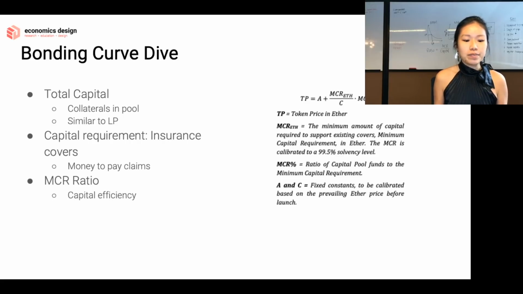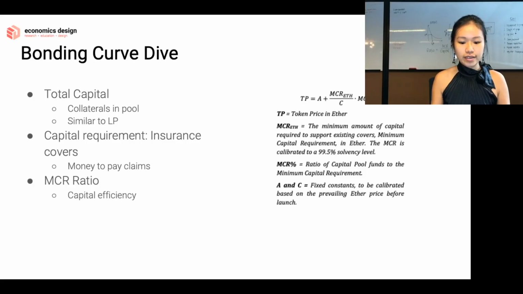Let's look a little bit deeper at the bonding curve. As I mentioned, this is the formula. Everything is priced in Ether. So the price of the NXM token is determined by A and C, which are two fixed amounts, and then the MCR, also priced in ETH. It's the minimum amount of capital required to cover the existing covers.